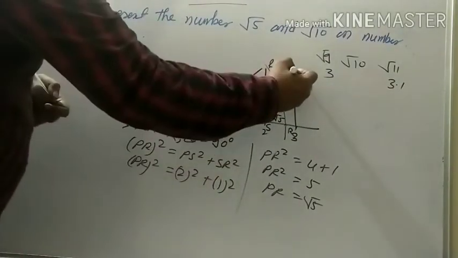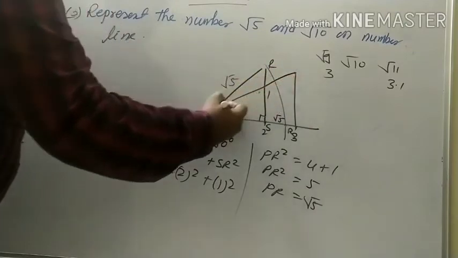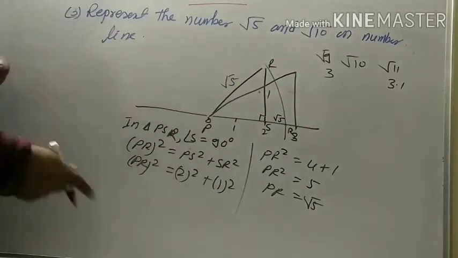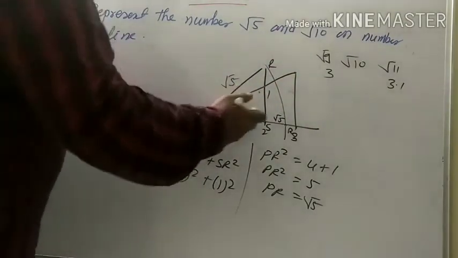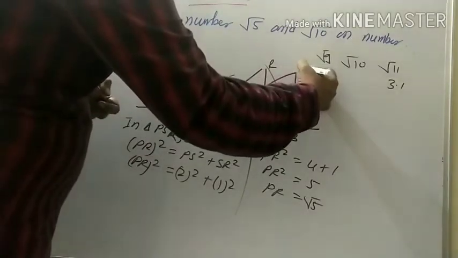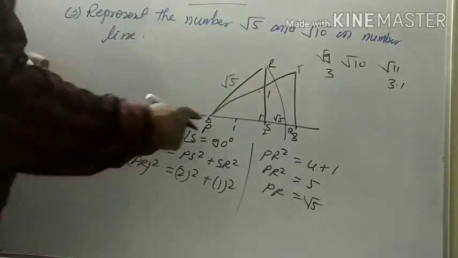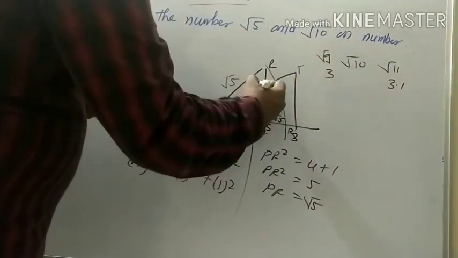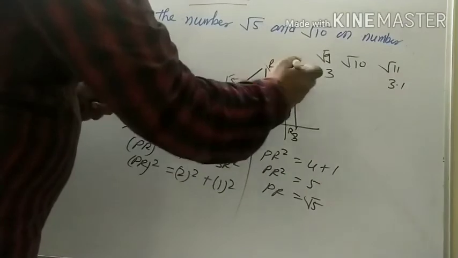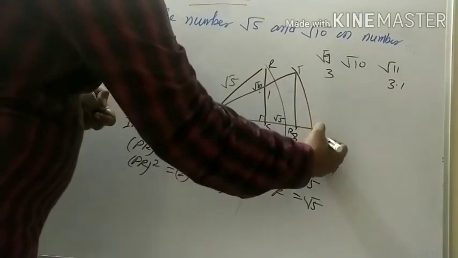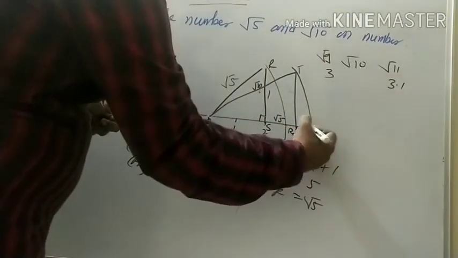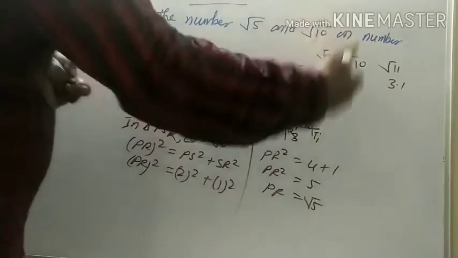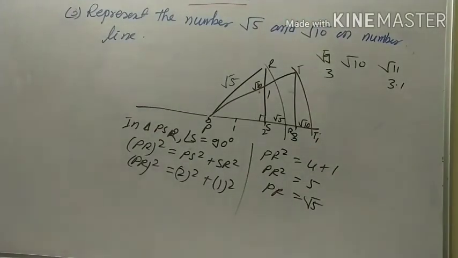And we join this one with P. Like that, by Pythagoras theorem, we find the value of PT, and the value of PT we find is root 10. We draw from here root 10, and this is T1, and the value of this is root 10. Like that, we represent root 10 also on a number line.